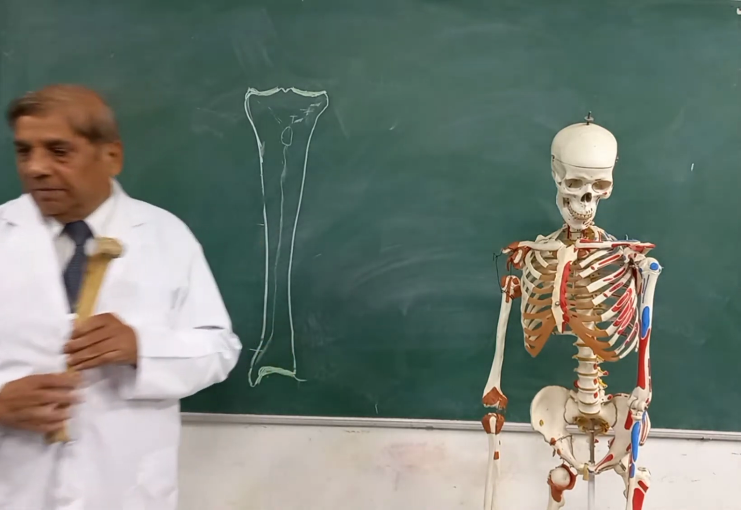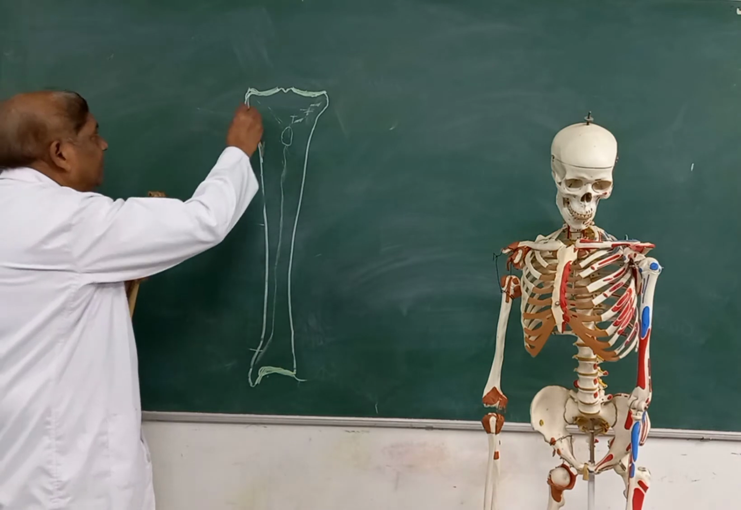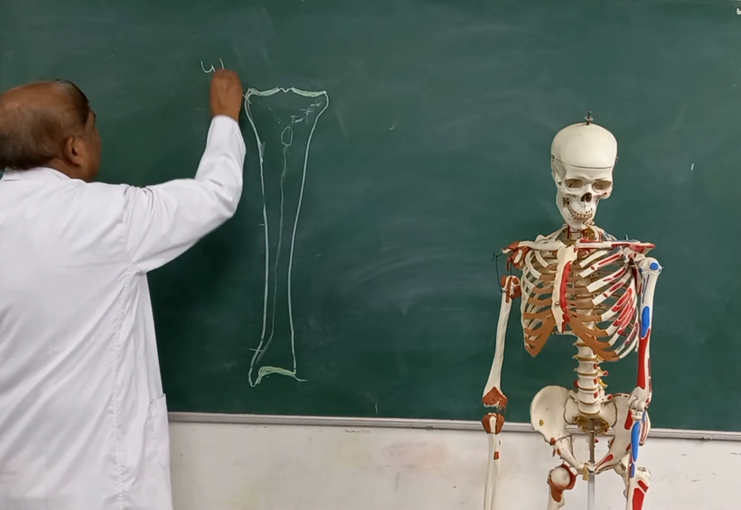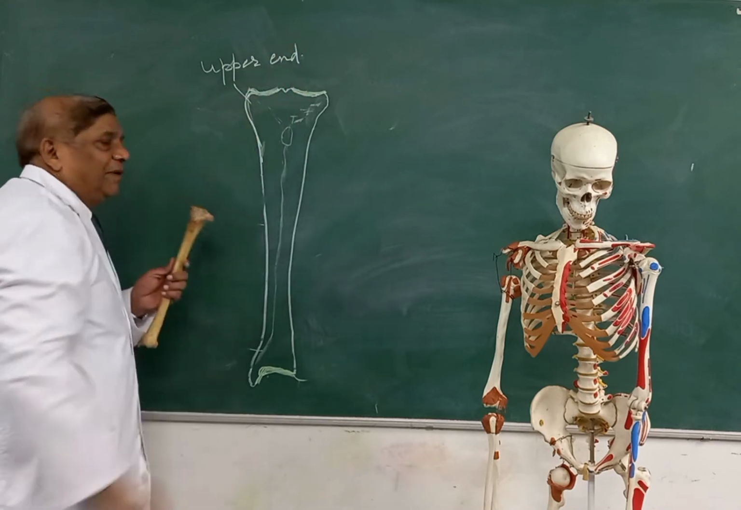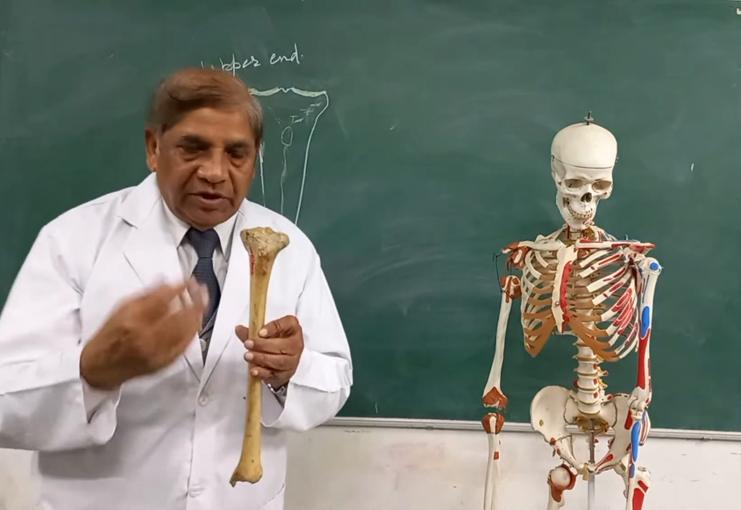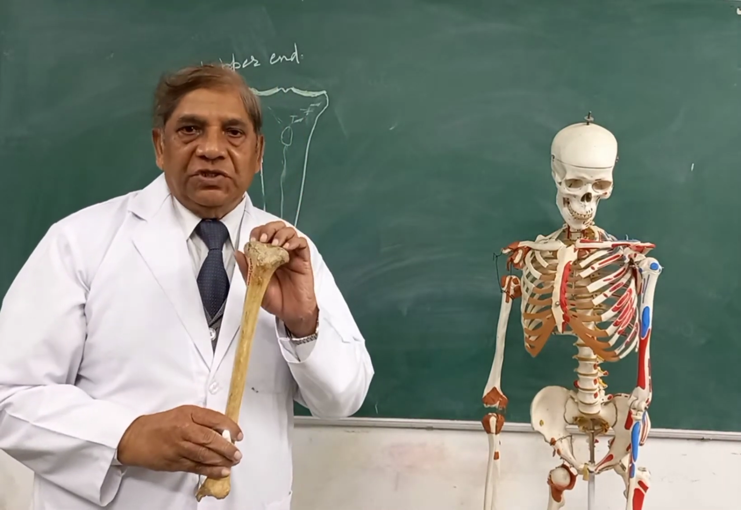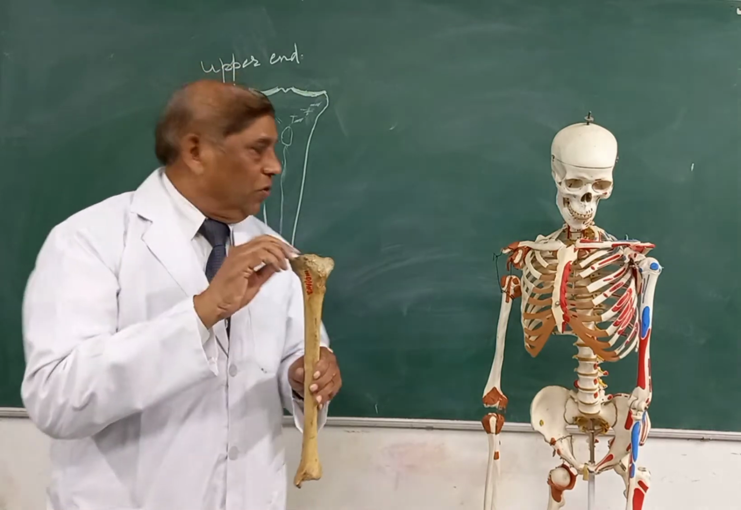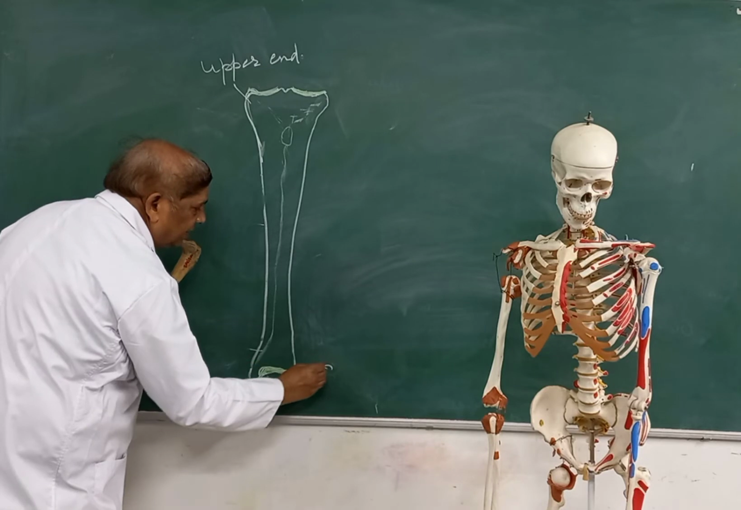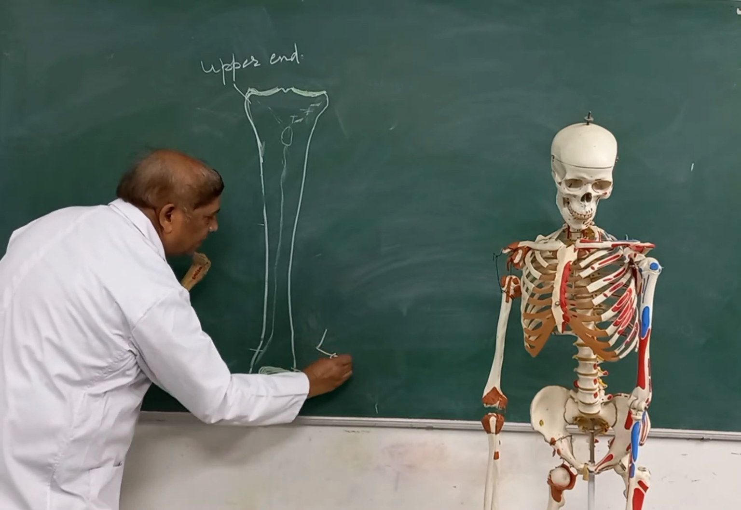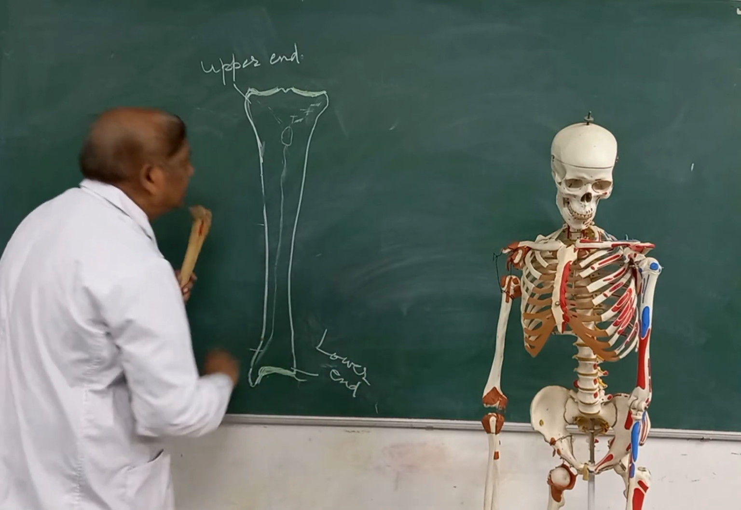Here lower and upper. I have just drawn this diagram, and you can see this is called the upper end. Right now we don't bother about how to identify the upper and lower end, your teacher will tell you which is the upper end and which is the lower end. So here you are seeing this is the upper end, and naturally this will be the lower end of the long bone.